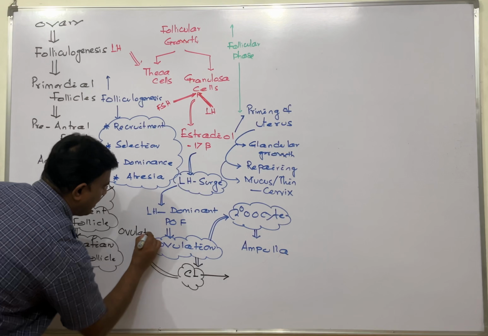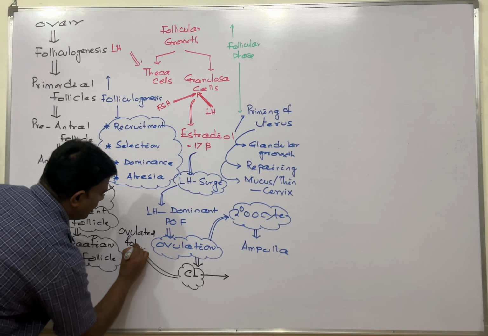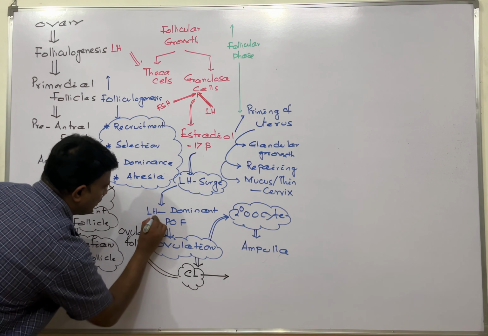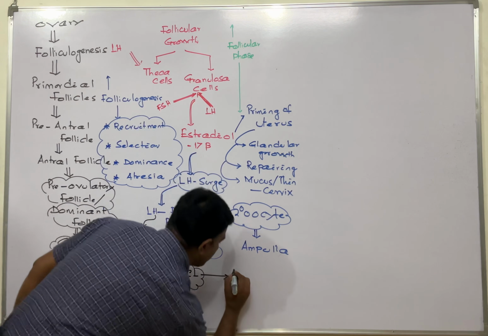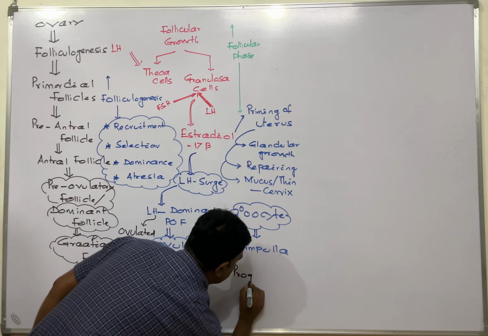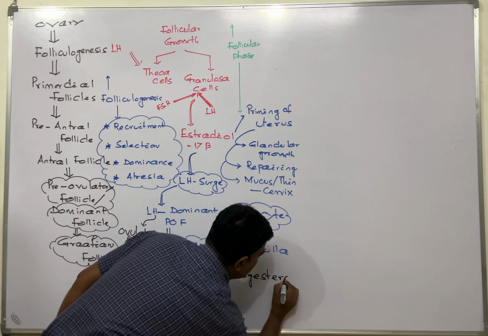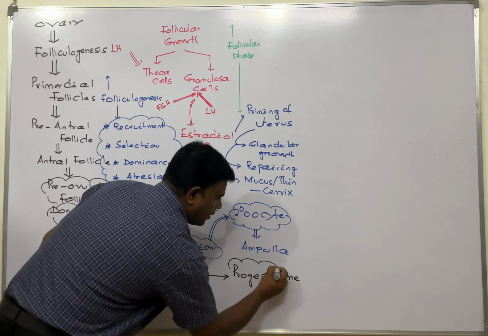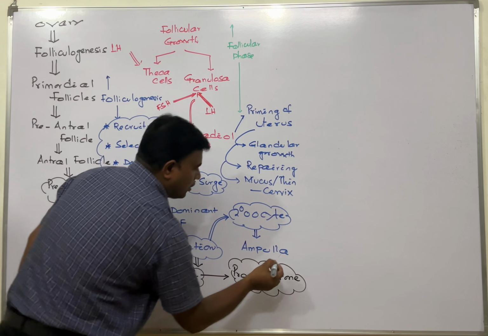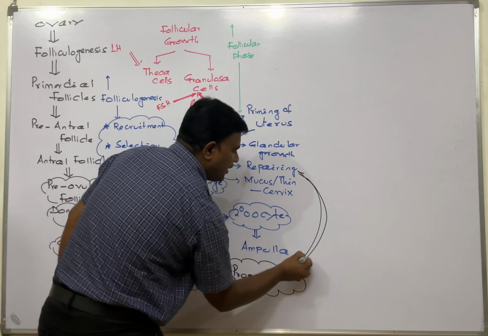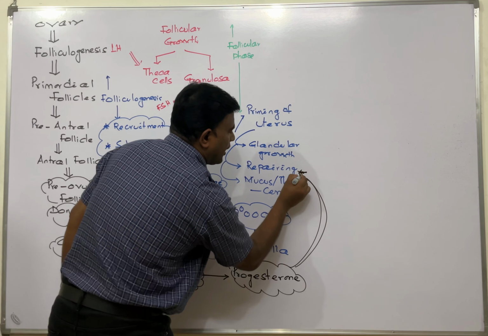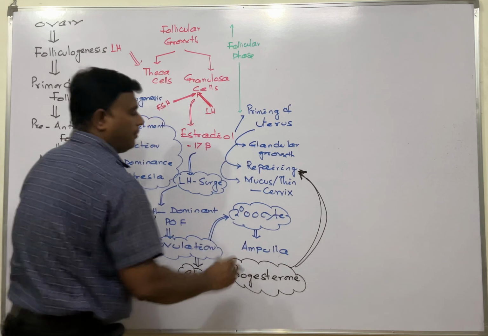Ovulated follicle. The ovulated follicle, under the influence of the same LH, becomes the corpus luteum, and this corpus luteum will start secreting, this is the important point, progesterone. This progesterone will go and remain in the uterus in super priming. I will explain that, super priming.